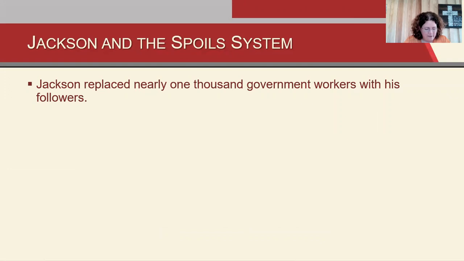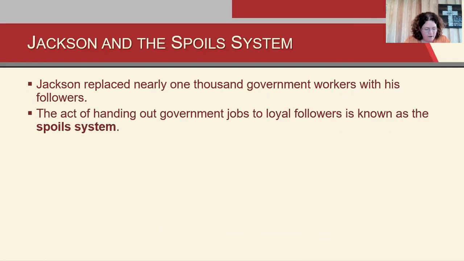At the beginning of his administration, Jackson replaced nearly 1,000 government workers with his followers. The act of handing out government jobs to loyal followers is known as the spoil system. It was not new. Earlier officials had often replaced workers who retired or died with supporters. Only John Quincy Adams stood out for choosing workers based on their merits alone.